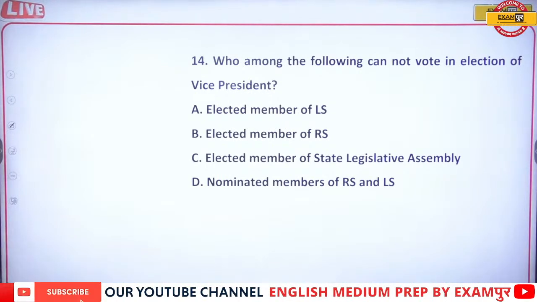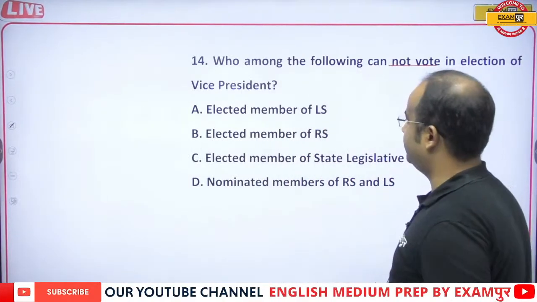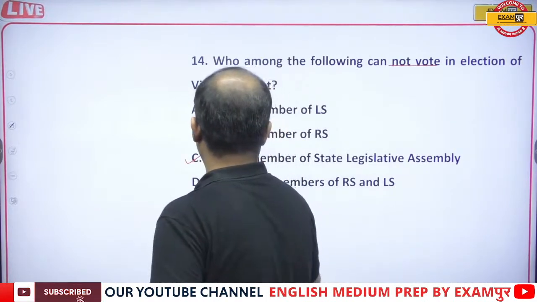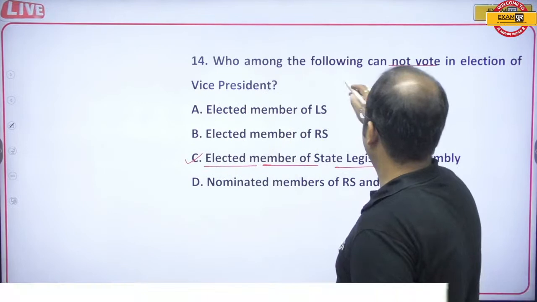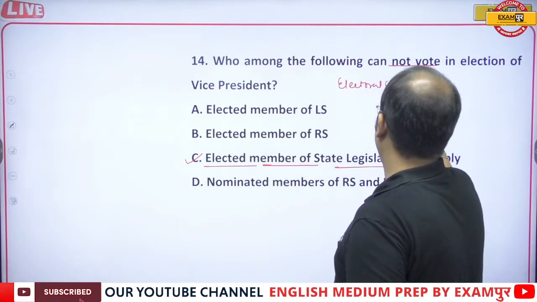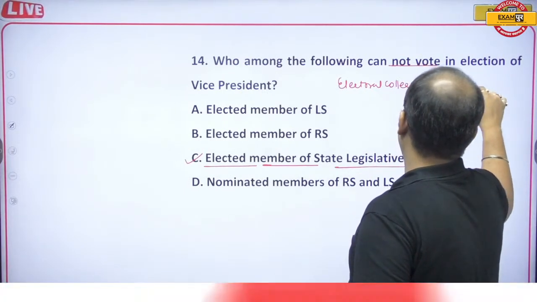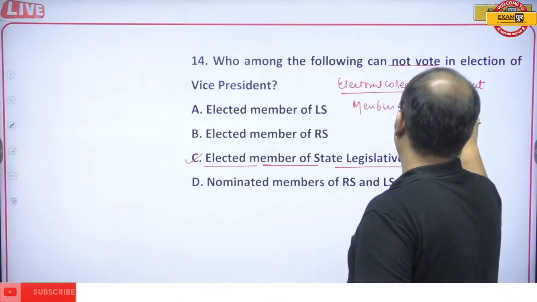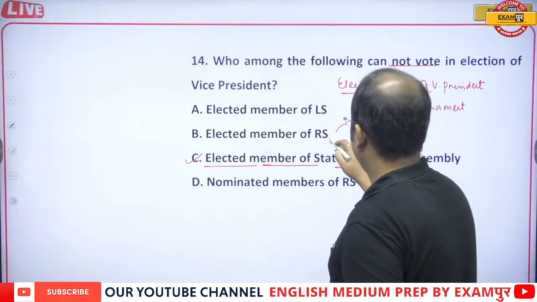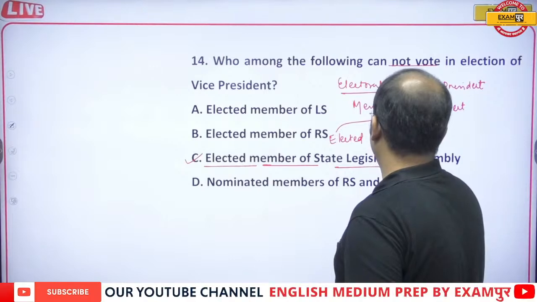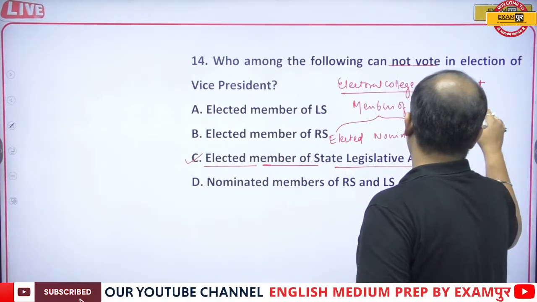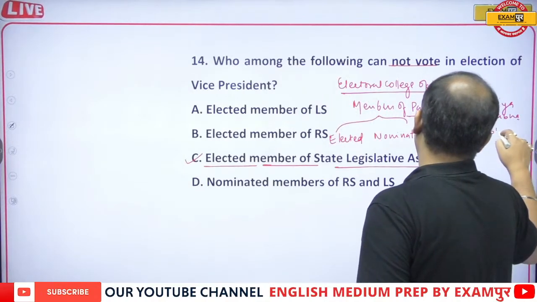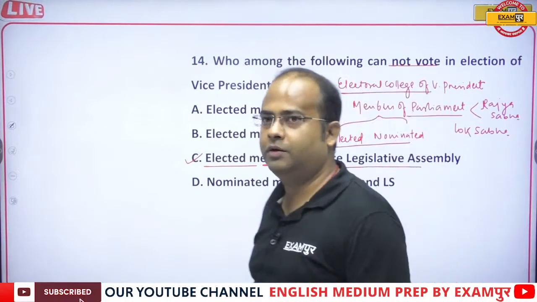Okay guys, let's see the correct one. Correct answer: who cannot vote in the election of vice president? That is option C, elected members of the state legislative assembly, because the electoral college of the vice president is the members of Parliament. Members means elected plus nominated, and Parliament means Rajya Sabha and Lok Sabha. So elected plus nominated members of the Parliament will vote in the vice presidential election.